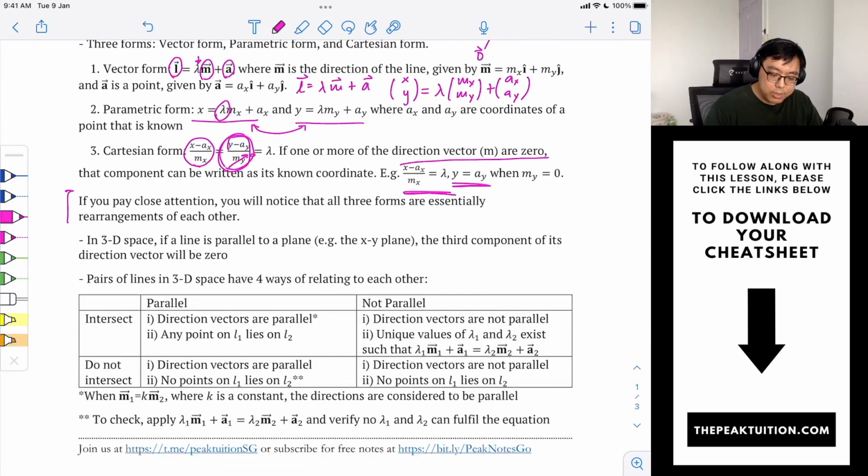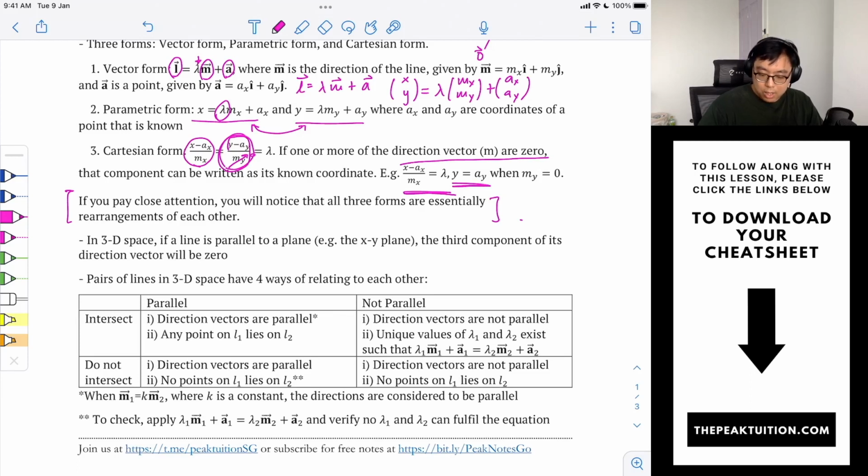If you pay close attention, which is what I've explained, you will notice that all three forms are essentially rearrangements of each other. This is very important because each form might be more useful in a different scenario, and it's useful to be able to convert between each of these forms. Do some practice. Look at some of your questions that maybe you have already done, for example, tutorial questions.